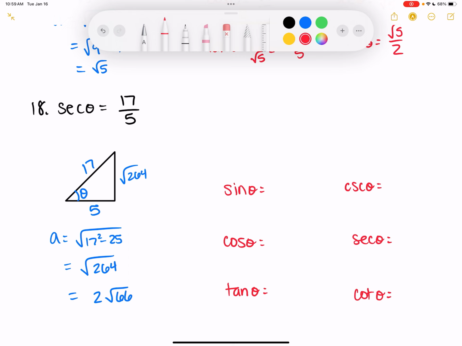So they started us with secant, so I go ahead and write that one in. Cosine, I would just go ahead and flip that one and get that value since that one's easy. So what's the sine of theta? 2 square root 66 over 17. Yep, so you can do that. Or if you had written it as the square root of 264 over 17, that also would be fine with me. I don't really care.